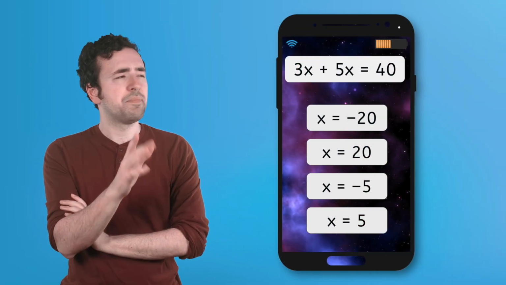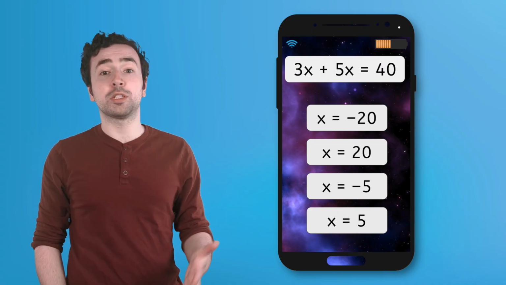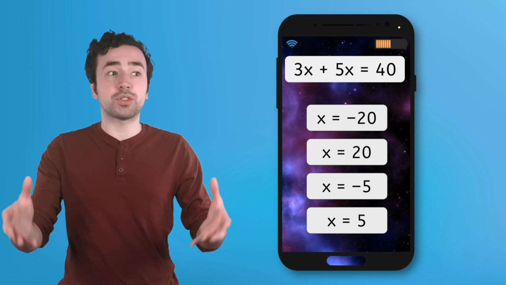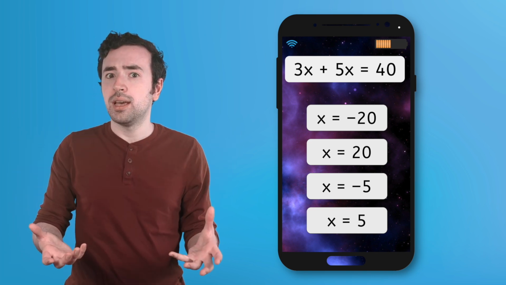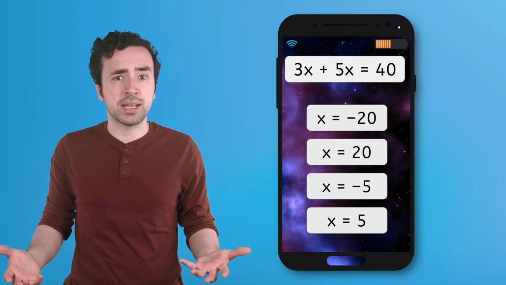I've been thinking about it. It's hard to tell which term to undo first because x is being multiplied by 3 and it's being multiplied by 5. And both numbers are directly attached to x. How are we supposed to get x by itself when it's in two different places at once? Any ideas?